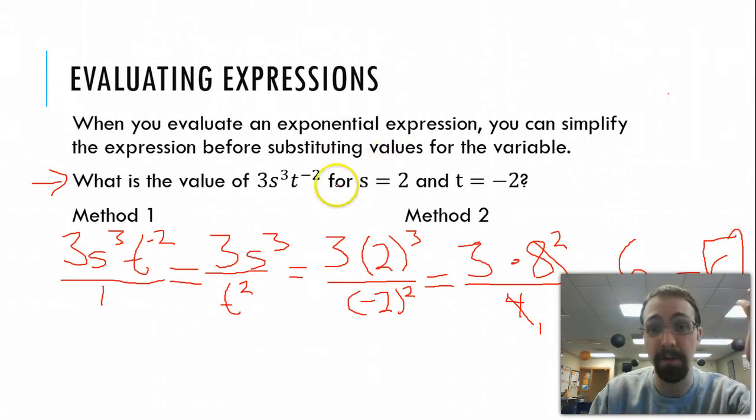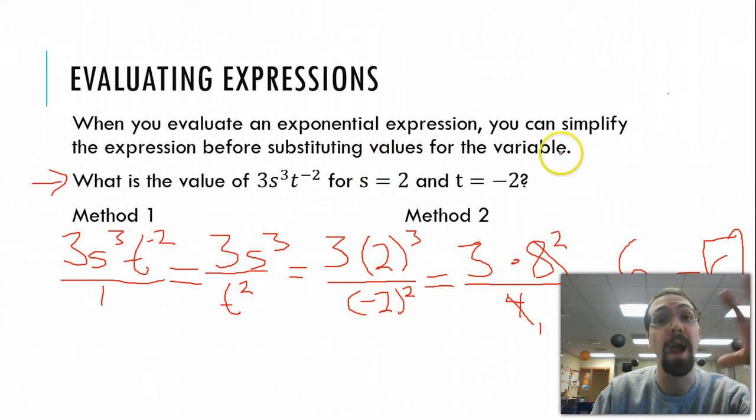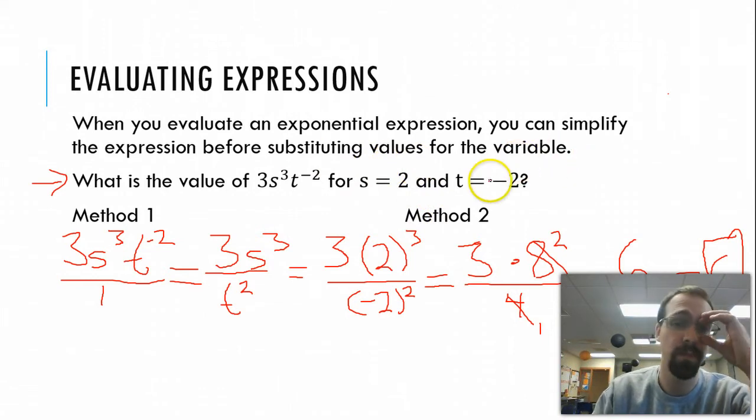Now we're just taking some values, some numbers, and we're putting numbers in. We're taking numbers for our variables and substituting them, or plugging them into the equation. So that was method 1.